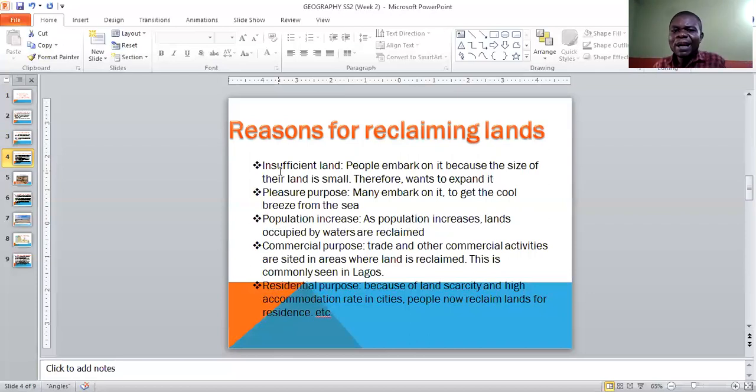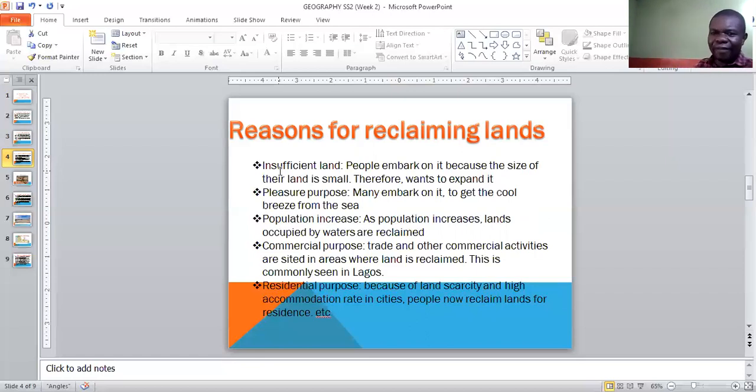Another thing is pleasure purpose. To get cool breeze from the sea, for example. People go near the sea and build houses. In the olden days, or far back decades, people didn't live close to the river and sea. They felt that they didn't want to become fish or aquatic animals. They are human beings. They should be far away from those places. But these days, people just want to be taking cool breeze from the sea, or they just want to be feeding their eyes. So when you say, come and feed your eyes, you see how the sea moves and other things. They just want to build as close to the sea.